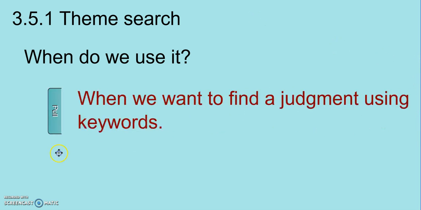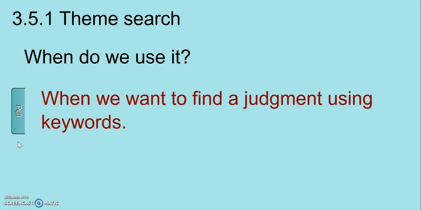Maybe you don't know what it's called, but you know when you do research anywhere, on Facebook, on Google, and you enter keywords and you're searching for something that you like and use a whole lot. Well, that's exactly what it is. It is a theme search. So a theme search is used when we want to find a judgment using keywords. So imagine that, but in a paper format.